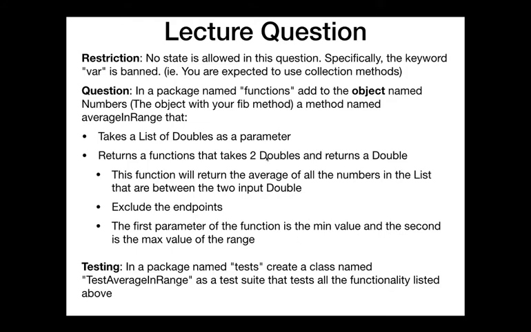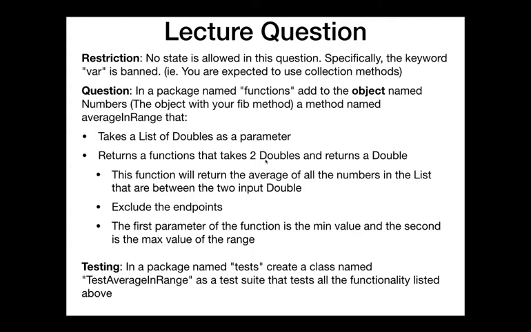And what this function does is take a min and max value. The first parameter is a min value, the second parameter is a max value. And what it does is return the average of all the points in the original list that are between those 2 values. And I say the endpoints are non-inclusive, exclude the endpoints, but these are doubles.